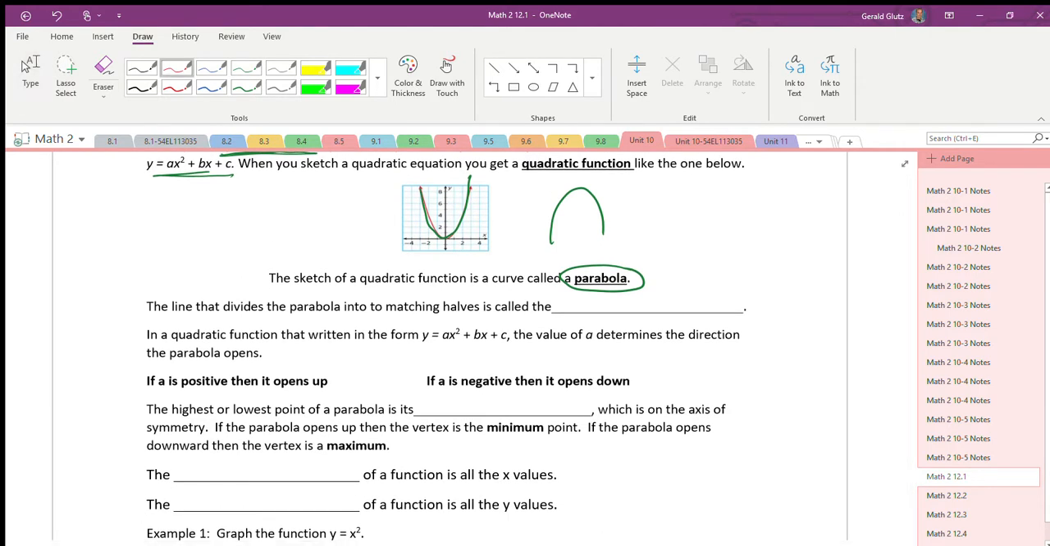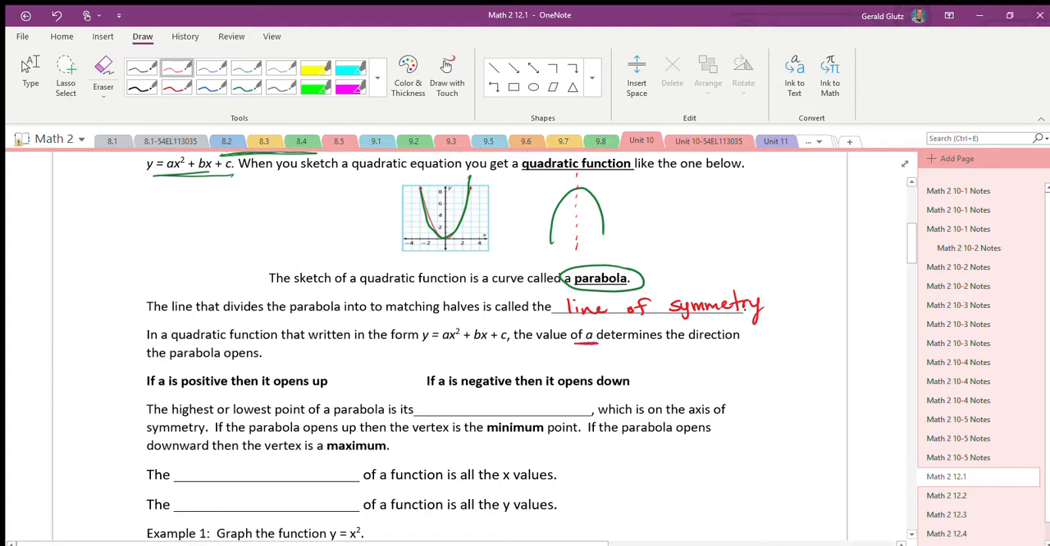There's always a line that goes right down the middle of a parabola. That is called the line of symmetry. That's something we're going to have to find, but it's not too difficult.